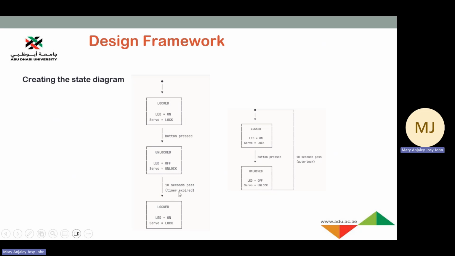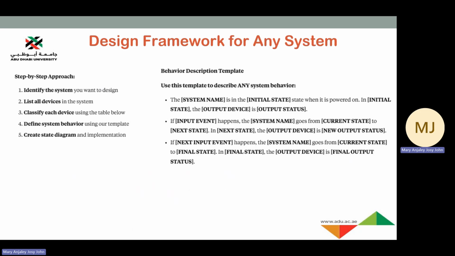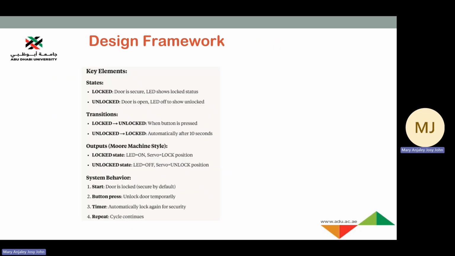Now again, what's the next condition for the trigger or the next state? 10 seconds pass, the timer is expired. It goes to the lock, or we can say it goes from this state back to the initial one. So we know how to design any system. Now the key elements again: how many states do we have? Locked, unlocked. The transition happens from locked to unlocked when we press the button, and from unlocked to locked automatically after 10 seconds. So this is how you design.